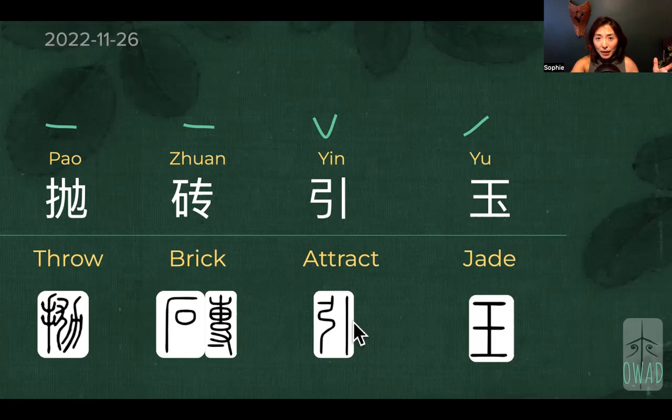And how does it become the symbol of attraction? My interpretation of that is this is the bow structure and this is a string.